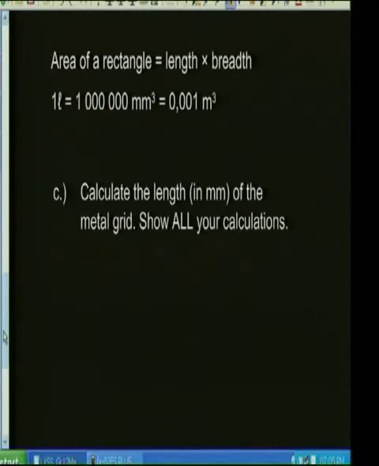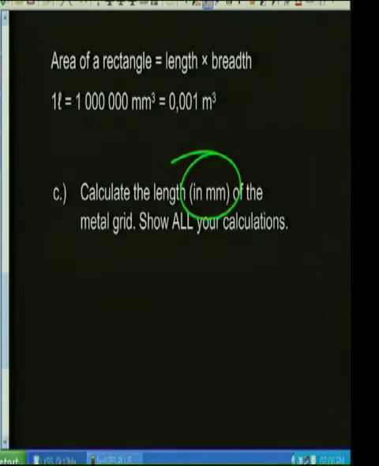Let's have a look. It says here, calculate the length in millimeters. So the examiner is clearly saying to us, look, I don't want it in meters. I don't want it in liters. I don't want it in centimeters. I want the answer in millimeters. And because I want the answer in millimeters, you better give it to me. So calculate the length in millimeters of the metal grid.